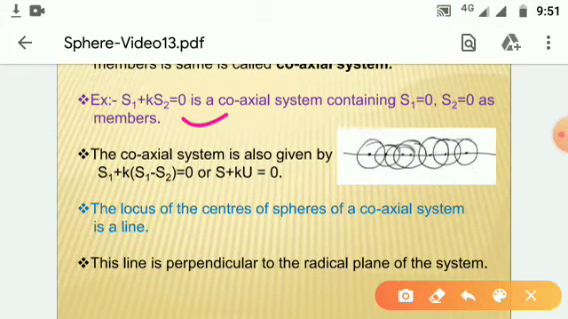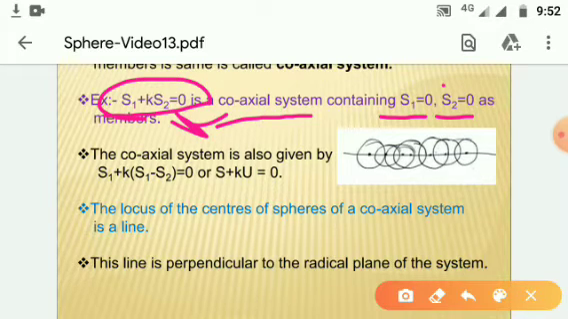If you take like this, already you have proved that in this system, if you take any two members of this system, then the radical plane in any case is S1 minus S2 is equal to 0, and it is the same. Therefore, the system is called a coaxial system, and the members of the system are S1 is equal to 0 and S2 is equal to 0, and there may be other members also. The main members of the system are S1 is equal to 0 and S2 is equal to 0. This is the coaxial system, derived by these two spheres.